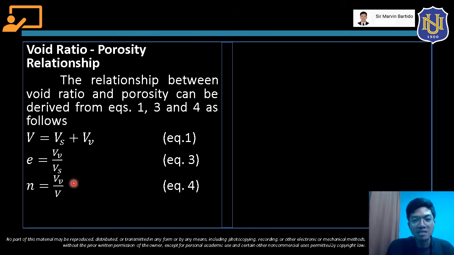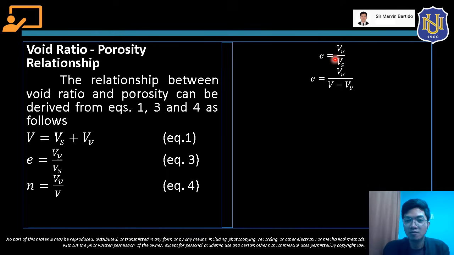Okay, so, class, ang ipapalabas natin dito is yung relationship ng E at saka N. So, let's say we use E is equal to volume of void over volume of soil solid. Here, class, yung volume ng soil solid, pwede natin itong palitan in terms of the total volume and volume of voids. From equation 1, volume of solid is equal to total volume minus volume of voids. So we can express V sub S that way: V sub S will become V minus volume of voids.